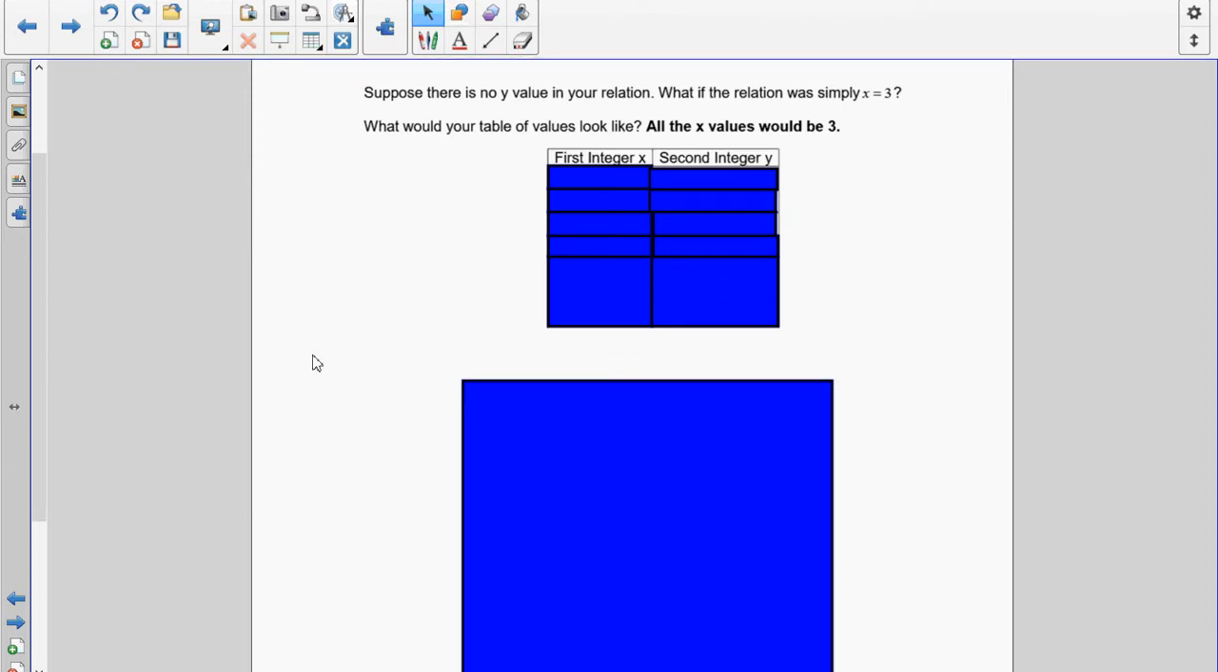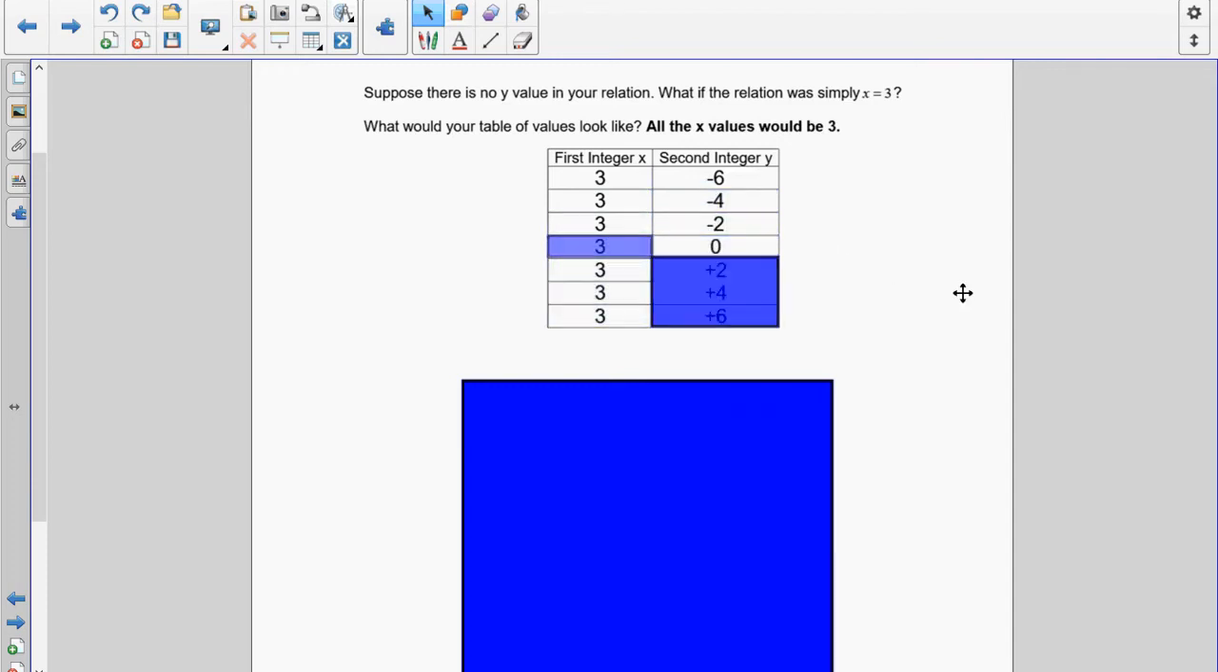Now, what if there's no y in relation and it was simply x equals 3? Well, x has to be 3. There's no way around it. What could y be? Well, y can be anything. I chose -6. X has to be 3. Y can be anything. X has to be 3. Y can be anything, and so on and so on. All right? X has to be 3. That's what this says here. X is 3. Doesn't matter what y is. X has to be 3.